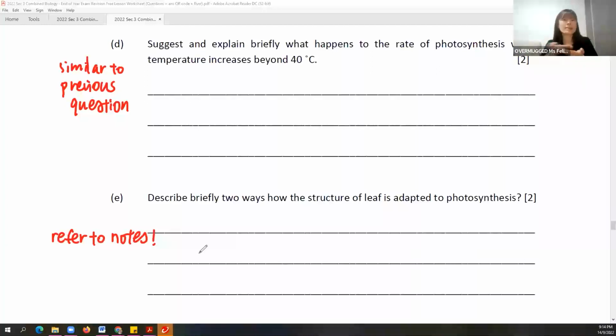So there are sentences on the palisade mesophyll, about how it has a lot of chloroplasts. Yeah, there are also more points, so you go and check the textbook. I want you all to revise your notes also. So you can flip through your textbook to find your answer on your own.